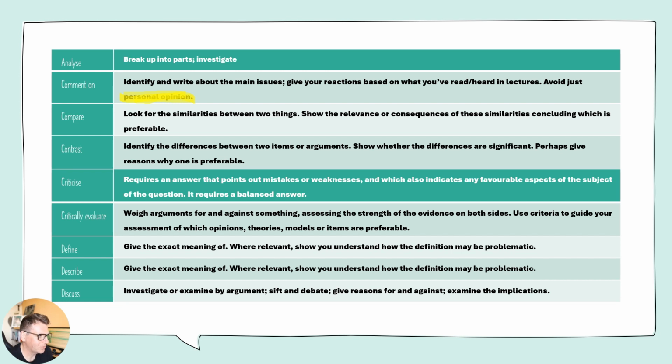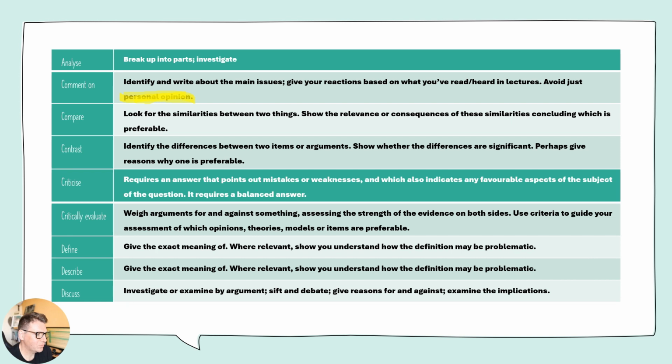Compare, look for the similarities between two things, so two studies. Anything to do with compare is to do with intertextuality. So you're comparing one study to another, or comparing multiple studies. You're either showing similarities or how one differs from the other. And then you're showing the relevance or consequences of these similarities, concluding which is preferable. Contrast is more or less the same, you're just showing the differences.